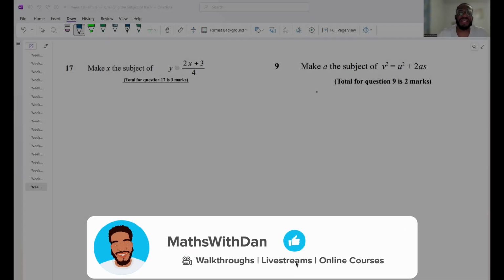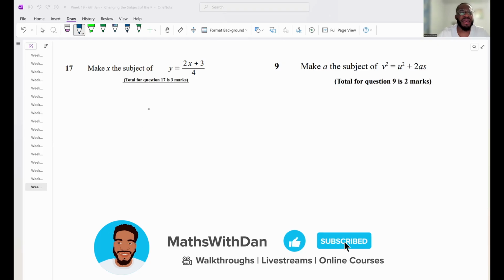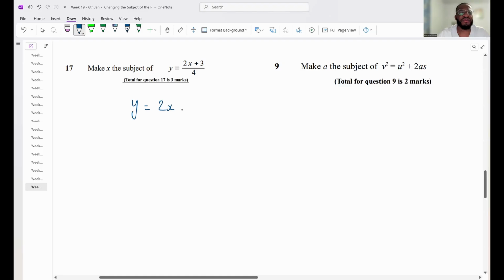Let's have a go at these and see how we get on. So we've got the first one. It says make x the subject of y equals 2x plus 3 divided by 4. So could somebody tell me what is the first step? What do I need to get rid of first? Could somebody tell me?